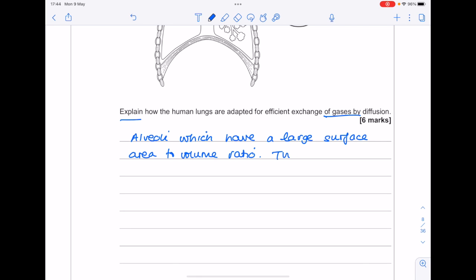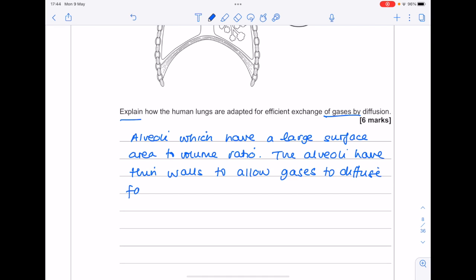The alveoli have thin walls, which is great because it provides a shorter diffusion distance. There are many blood capillaries. Remember, this is a good thing because they surround the alveoli. Why is that a good thing? To allow quick absorption of oxygen.